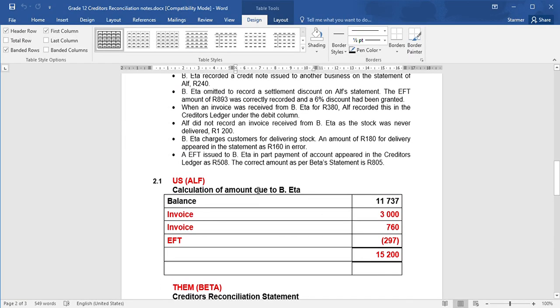And then an EFT payment issued to Beta in part payment of an account appeared in the creditors ledger as 508, but the correct amount is 805. If you are issuing an EFT, it means you're paying back. That decreases what you owe them. We said we owe them 508 less, but we actually owe them 805 less. So therefore you must decrease by a further 297.